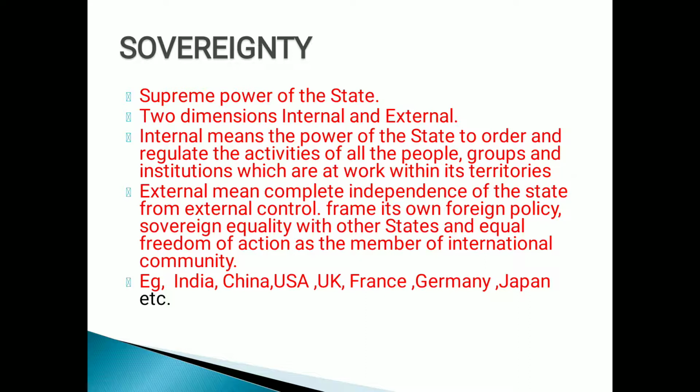Now, sovereignty means the supreme power of the state. Children, always remember, it means the supreme power of the state. It has two kinds: internal sovereignty and external sovereignty. What do you mean by internal now?